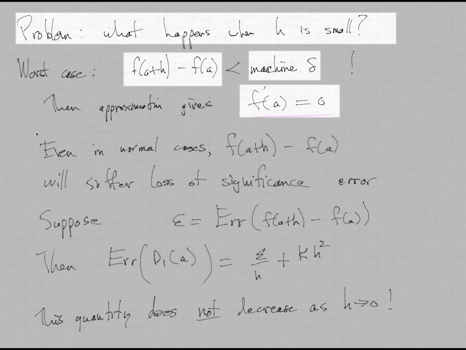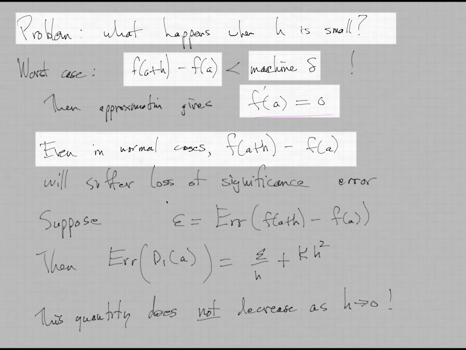Okay? Now, even in normal cases, f of a plus h minus f of a is going to suffer from loss of significance errors, right? Because we're subtracting two terms that are very similar in size, so we're going to lose a lot of significant digits when we do that. So the error could be quite significant, especially in relation to the size of the function, of the true value.